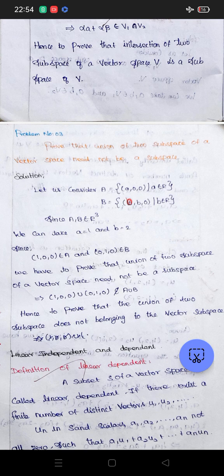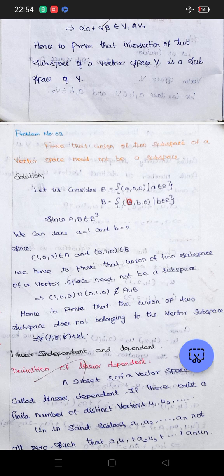Which implies that (1, 0, 0) union (0, 1, 0) does not belong to A union B. So here you can clearly note that we are assuming the elements, the first subspace A is (a, 0, 0), and the second subspace B is (0, 1, 0). The elements are not equal.